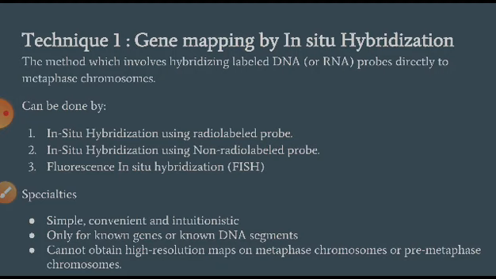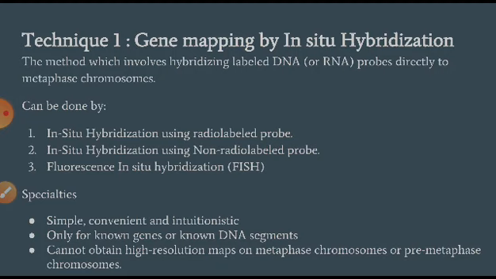Hybridization can be defined as the process of an animal or plant breeding with an individual of another species or variety. So you can understand hybridization this way. How can this be done? In this, there are three different methods by which this particular technique can be applied.